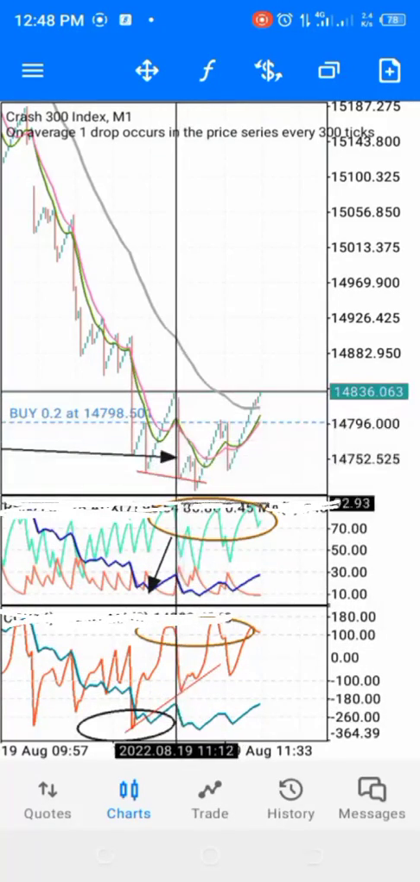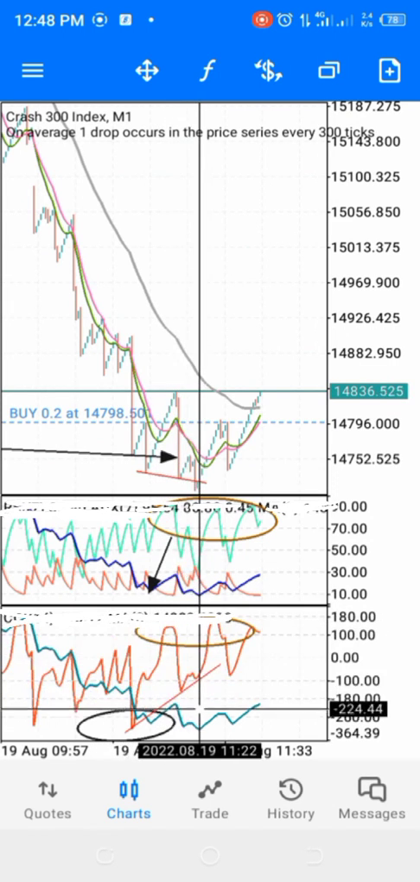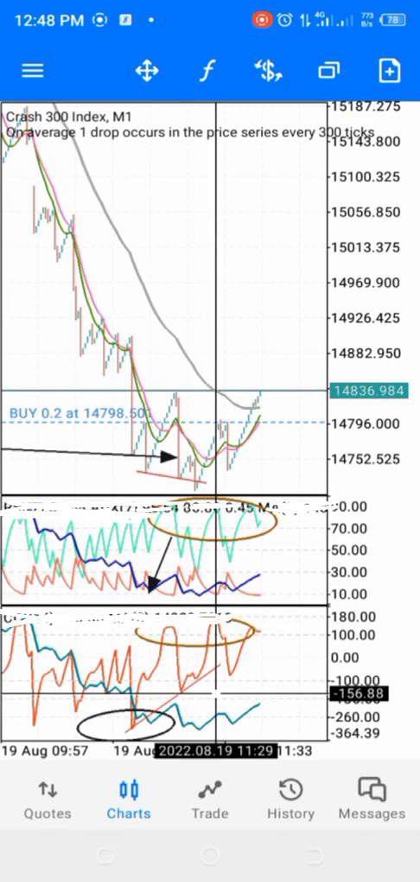This strategy is both for spike and for build up. And now, how do we take the build up? I will start with the build up.